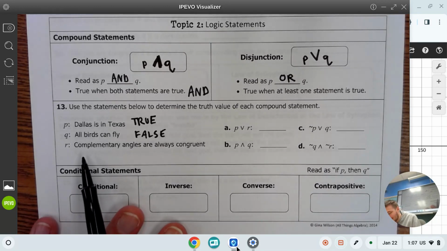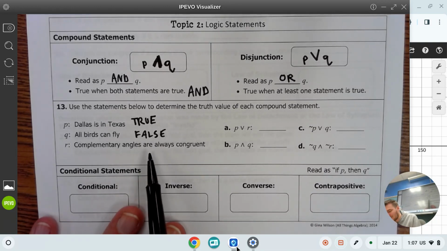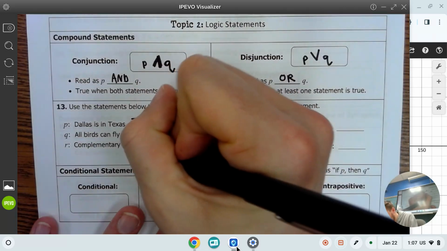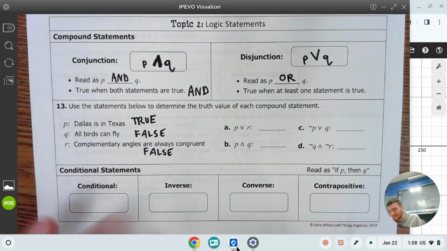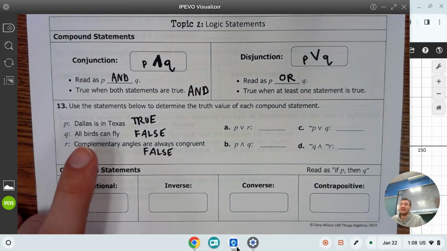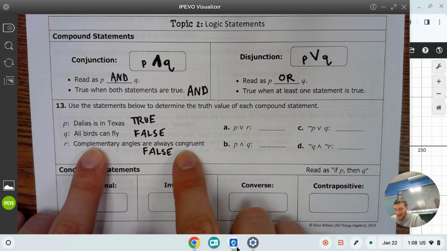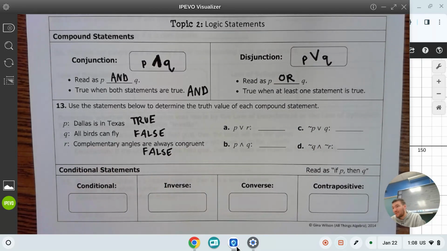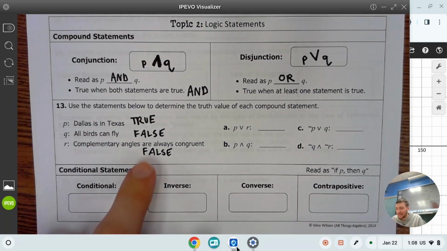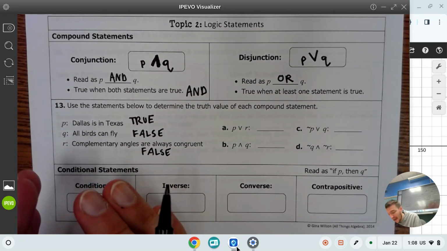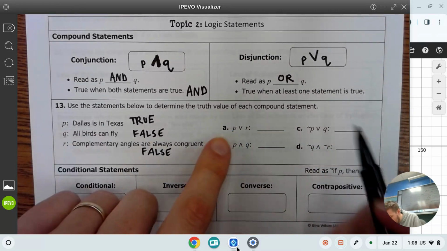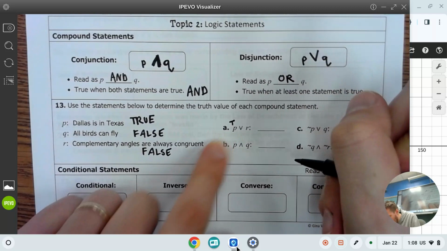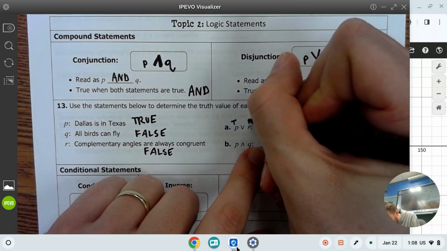And the last one, complementary angles are always congruent. I think that's going to be false. Complementary means they add up to make 90. Congruent means they're the same. 30 plus 60 makes 90, and they're different. So I think that's a false statement. Okay, and now we can label on here P is true and R is false.